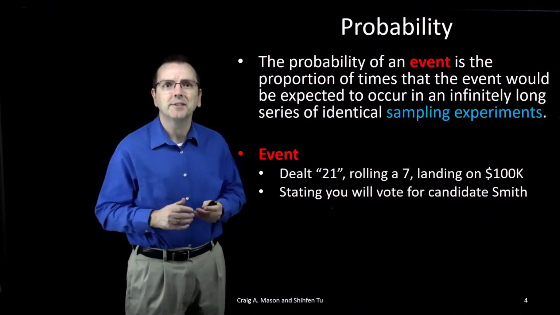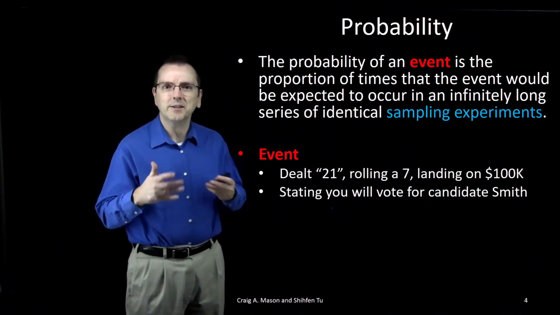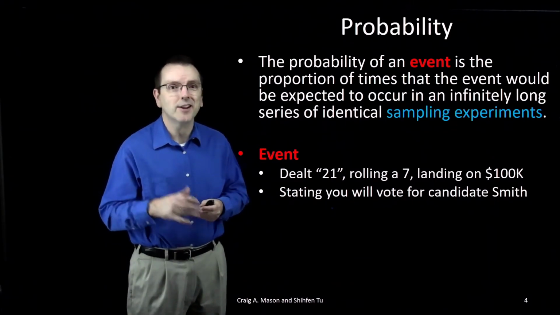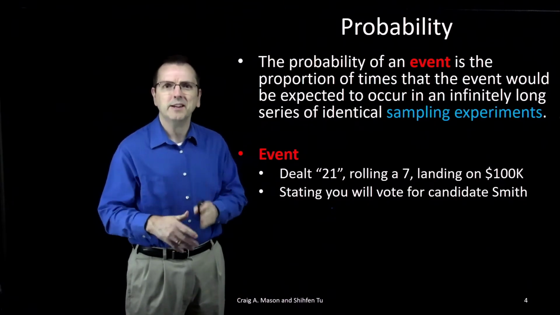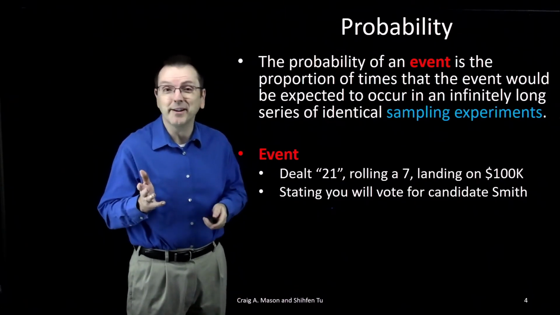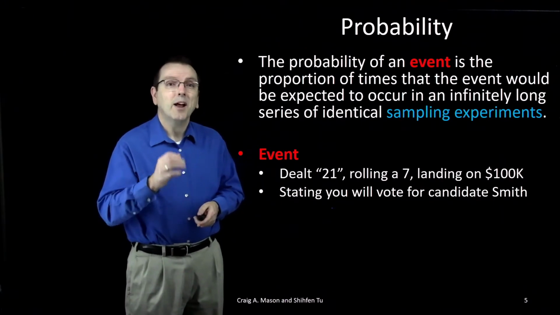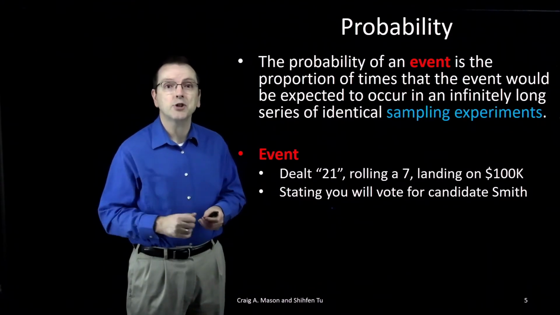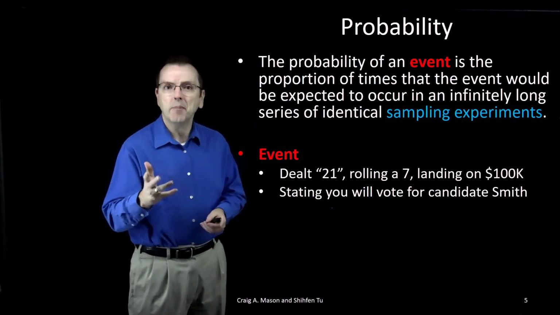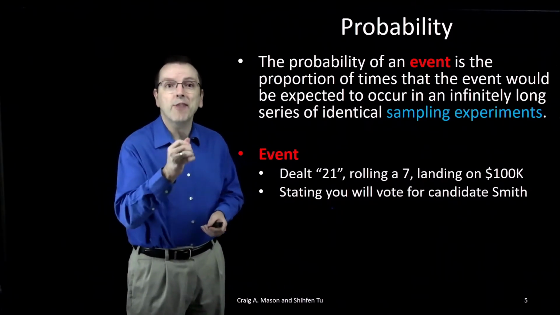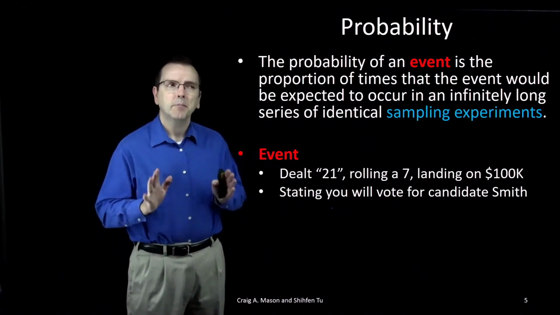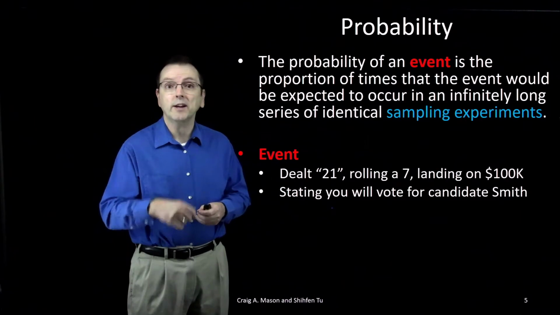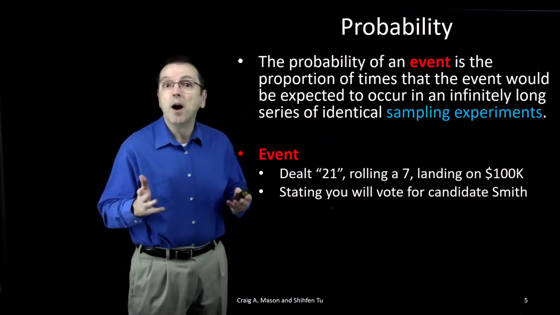the probability of. Now, in introductory probability, we often use examples based on games or gambling because they're clean, straightforward, and easy to understand. It can be kind of fun at times. So along those lines, an event might be being dealt a 21 in blackjack, or rolling a 7 on a pair of dice, or landing on the $100,000 spot on a money wheel. But it can be other things as well, like someone stating that they'll vote for a given candidate, or testing positive for the flu.